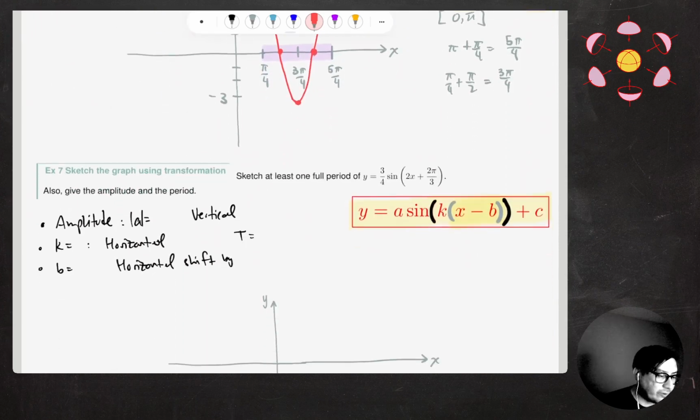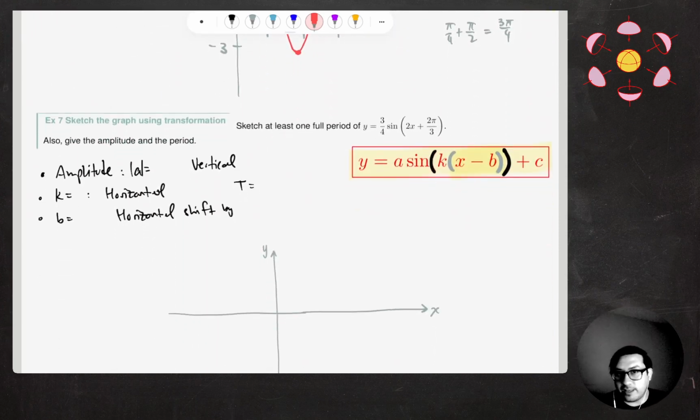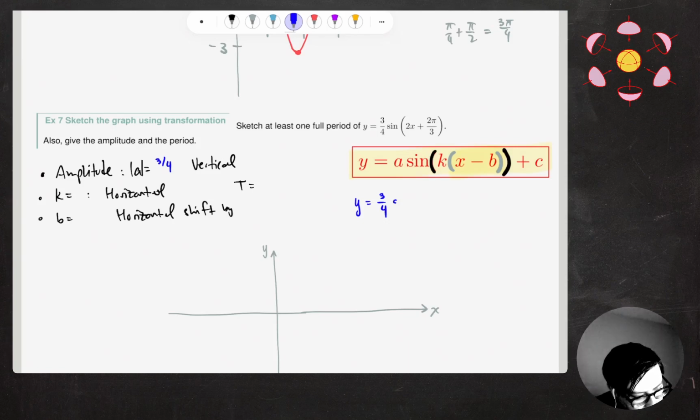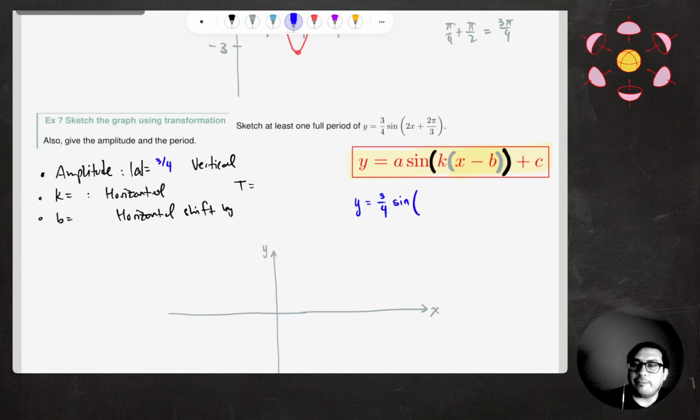I said I would leave this one for you, but I actually am going to give you one hint before we finish here. The hint is this. The amplitude A is 3 over 4, so we're going to actually compress it vertically. The next thing is, look at the sign inside of the parentheses. It's not in the correct form. Notice that I have these gray parentheses here. So I basically need to do something where I pull out this 2 from both of these pieces.